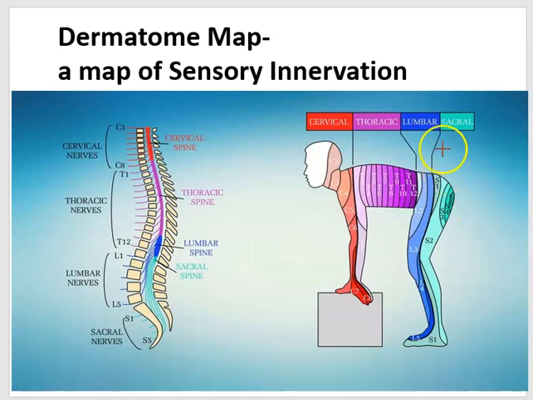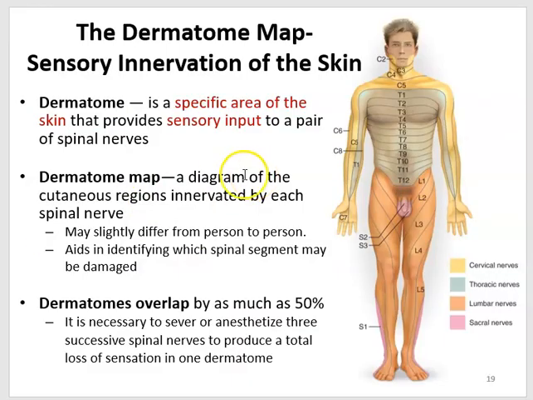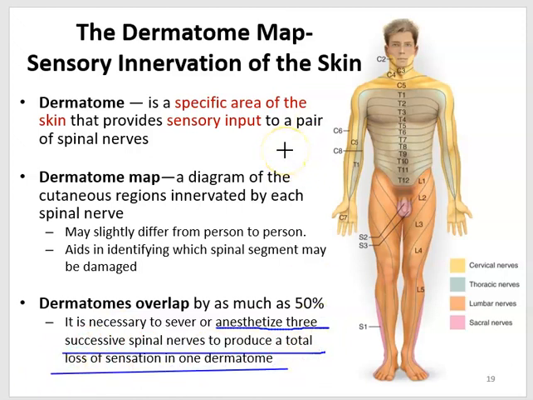We know the map. So remember, the face is by cranial nerve 5. But the rest of the skin sends sensory input to spinal nerves. So the back of the head, the front of the arm, that's all cervical. The back of the arm, the trunk, that's thoracic. The hip and the front of the leg, lumbar, sacral, the back of the hip and the back of the leg. But it's recommended that you actually need to anesthetize 3 adjoining spinal nerves to produce a complete loss of sensation in one of these skin segments.